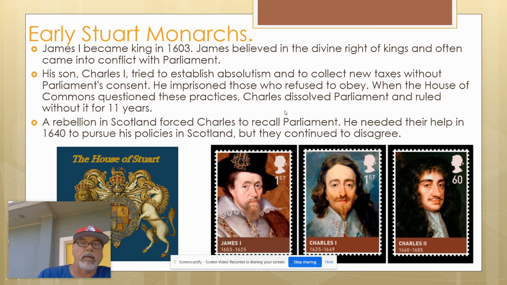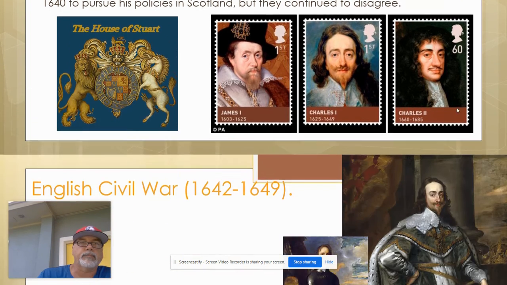Then you have a rebellion in Scotland, and this forces Charles to bring back Parliament and ask them for help, to supply money, an army, things like that. So he needed their help in 1640 to pursue his policies in Scotland, to go and try to crush the Scots. But they still continue to disagree, and this is going to lead to a civil war.